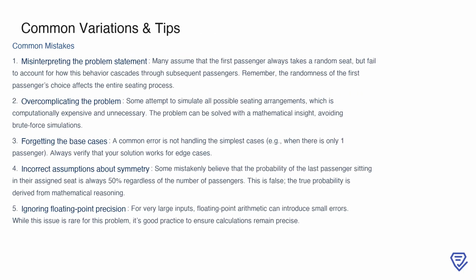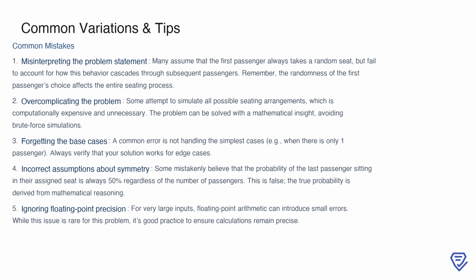Here are some common mistakes to watch out for when solving this problem. First, many people misinterpret the problem statement. The first passenger's random choice is not just an isolated event, it influences the entire sequence of seating decisions for the subsequent passengers. This cascading effect is critical to understand.